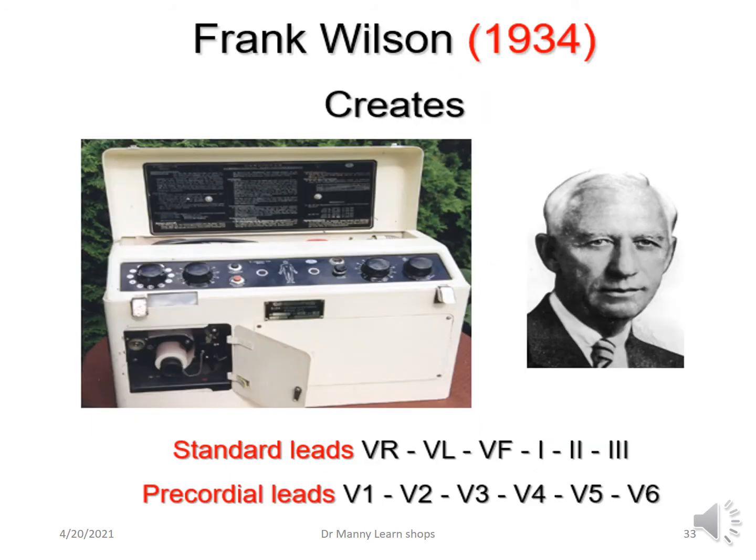In 1934, Frank Wilson created an extension of the ECG that Einthoven created. And he labelled the standard leads VR, VL, VF, which just means vector. And he also created lead 1, 2 and 3, the standard leads. Later on, he created the precordial leads, which basically means pre-coronary on the chest. So they're chest leads or precordial leads, V1, 2, 3, 4, 5, 6, vector 1 to vector 6, or you can call them C1 to C6 chest leads.